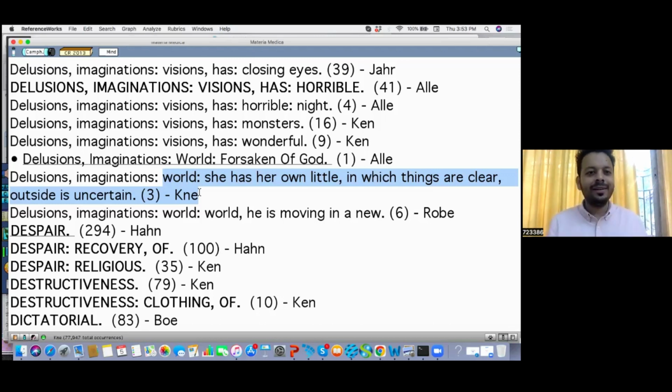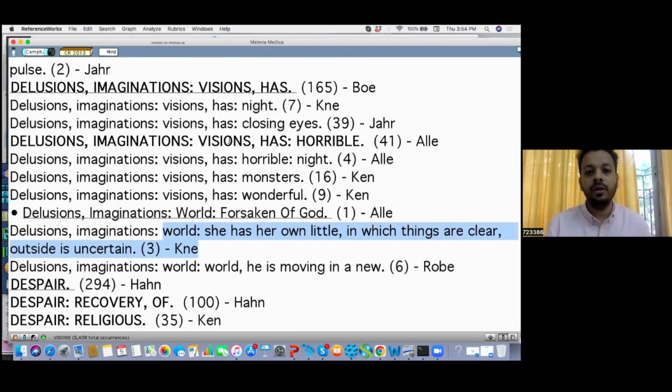Because in her own world, things are clear, things are easy, there's a comfort zone, it's kind of second nature for her. But a little outside the shell, a little outside that comfort zone, she thinks, what is all of this? This is very complicated for me. I'm okay in my simple way. This is the idea. So this is a very beautiful rubric. I read it again, and this is not just another rubric. This is by Nair, which means it has origin in Hering's guiding symptom. Delusion, she has her own little world in which things are clear, outside is uncertain. So interesting.